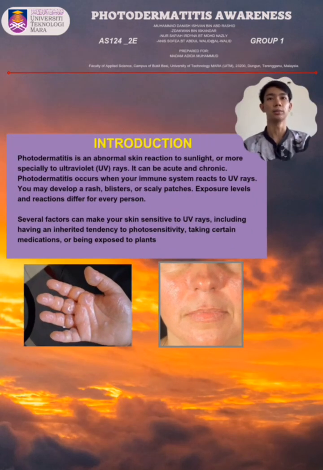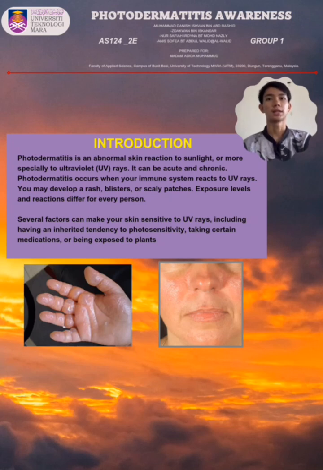Photodermatitis is an abnormal skin reaction to sunlight, or more especially to ultraviolet. It can be acute and chronic. Photodermatitis occurs when your immune system reacts to UV rays. You may develop a rash, blisters, or scaly patches. Exposure levels and reactions vary for every person.